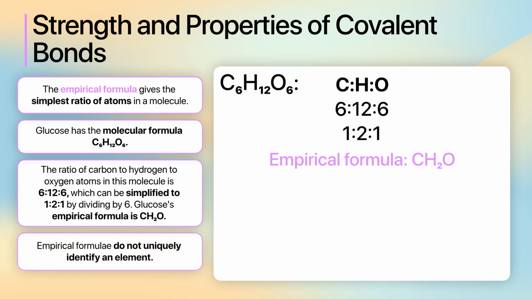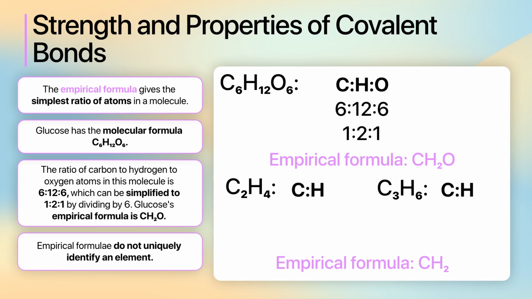It is important to note that empirical formulae do not uniquely identify a compound. For example, ethene and propene have the molecular formulae C2H4 and C3H6 respectively. They are unique compounds, consisting of different numbers of carbon and hydrogen atoms. However, they both have the same empirical formula, CH2, since the ratio of carbon to hydrogen in both of these compounds is 1 to 2.